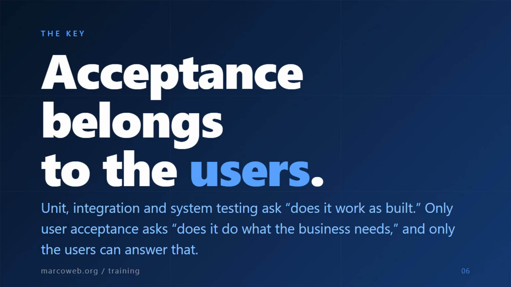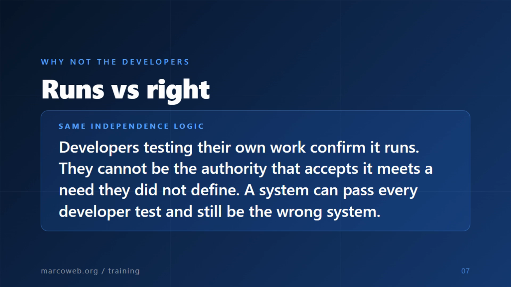That is the key. Unit, integration, and system testing all ask, does the system work as built? Only user acceptance testing asks, does the system do what the business actually needs? And only the users can answer that, so user acceptance is owned and signed off by the business, not the developers. Why not the developers? Because developers testing their own work can confirm it runs, but they cannot be the authority that accepts it meets a need they did not define. It is the same independence logic that runs through the whole course.